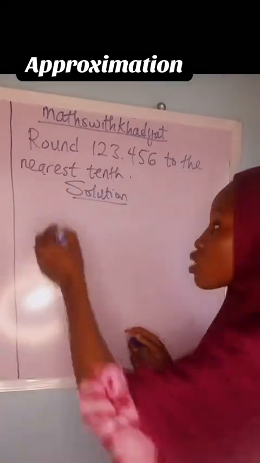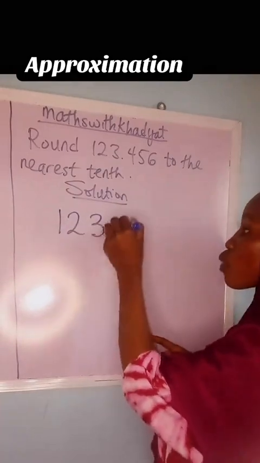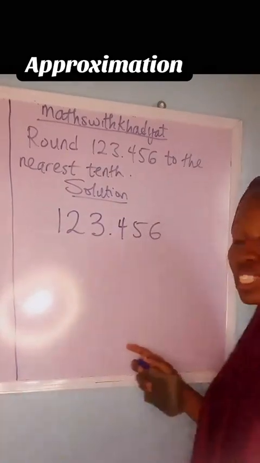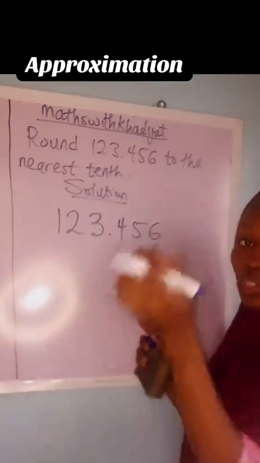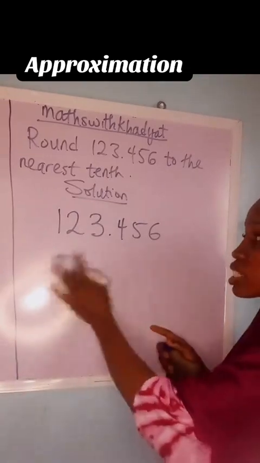Round 123.456 to the nearest 10. So let's rewrite that. 123.456 to the nearest 10. The first thing you have to do is know the place value of your numbers. What are these numbers standing for?